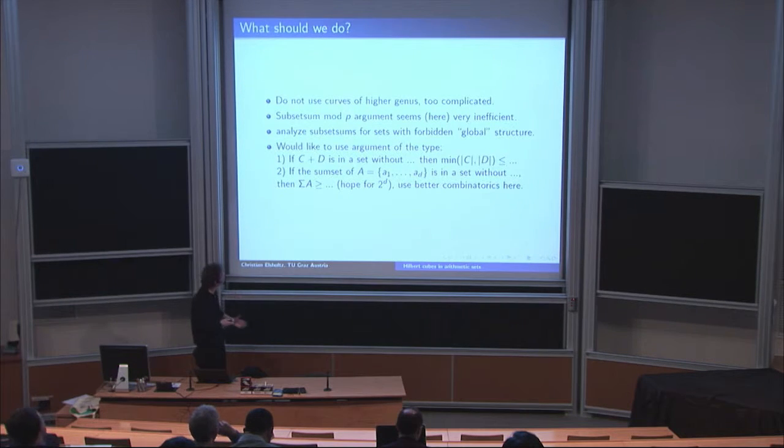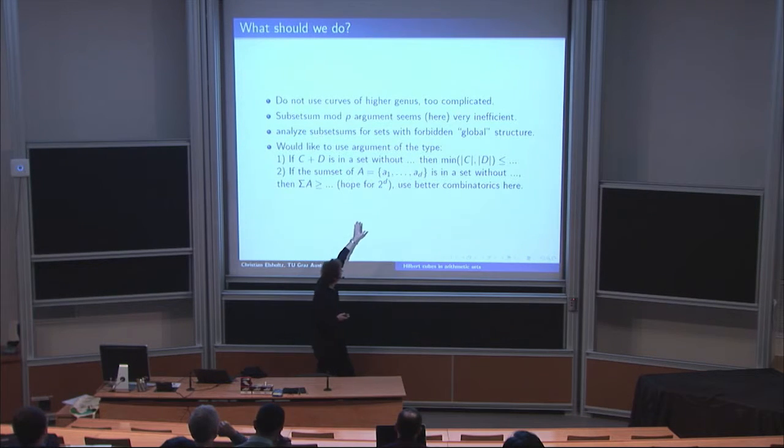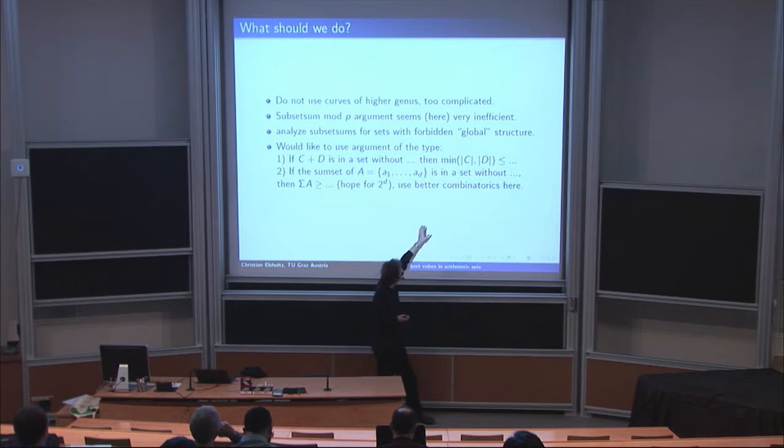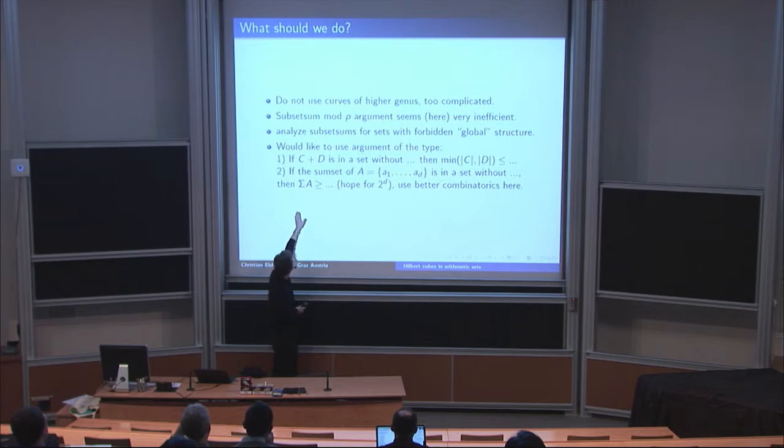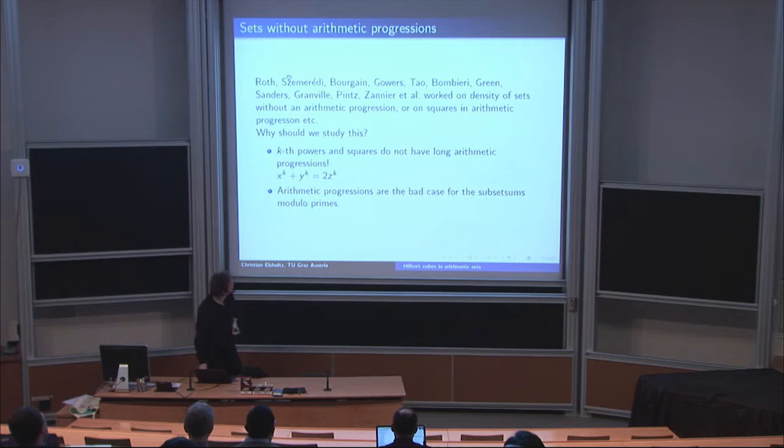So what we would like to use is an argument like, if you have a sum, let's say C plus D, in a set with a certain property, like the squares, or as I said, in a set without four progressions, then one of the sets is small, and this is an argument also used before, then we can proceed. And similarly, if you have a set A where you know certain properties, whatever this is, then the subset sums are kind of exponentially increasing, then we would have kind of improved this previous framework.